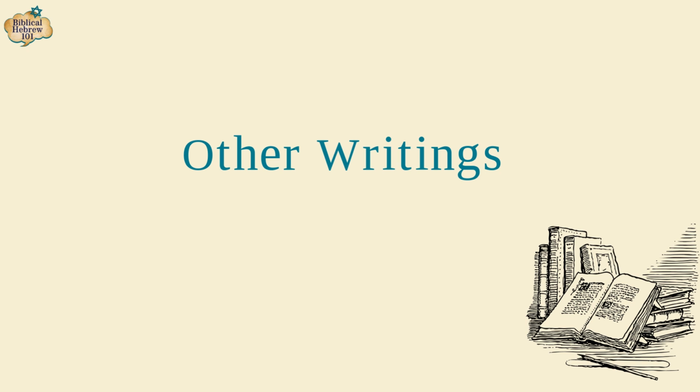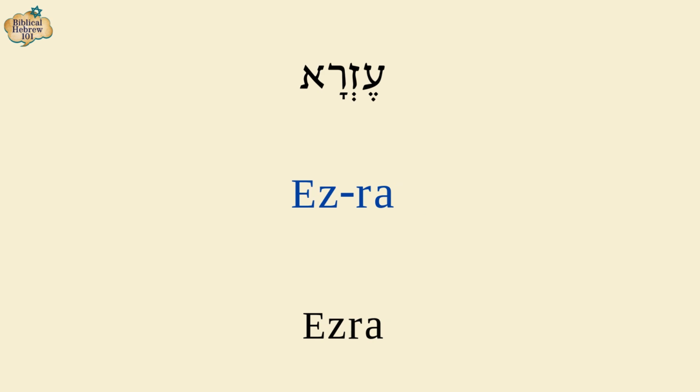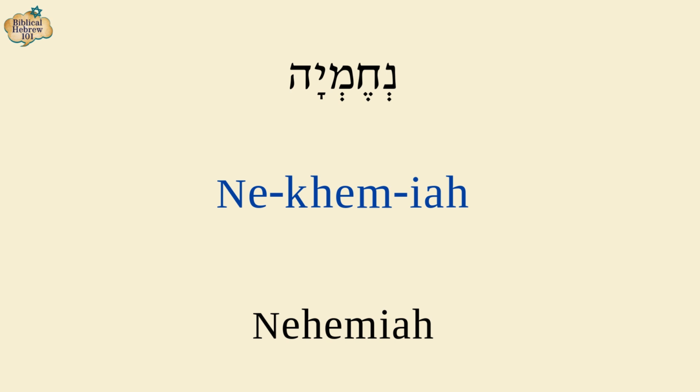Now we have the other writings, which are the next books in the Ketuvim section. The next book is Daniel, known as Daniel in English. The next book is Ezra, known as Ezra in English. The next book, which is the last in the order of the Bible, is Nehemiah, known as Nehemiah in English.